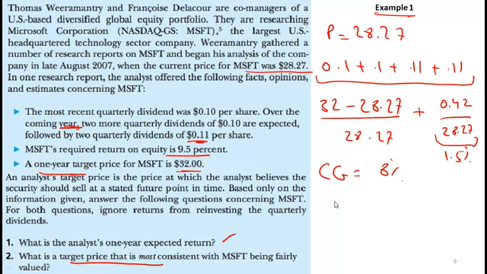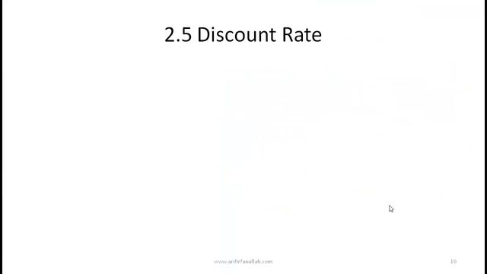So if the stock is properly priced, then the target price would be 28.27 times 1.08. Okay, so simple stuff, but it requires some work. Make sure you go back and look at that example in the curriculum.